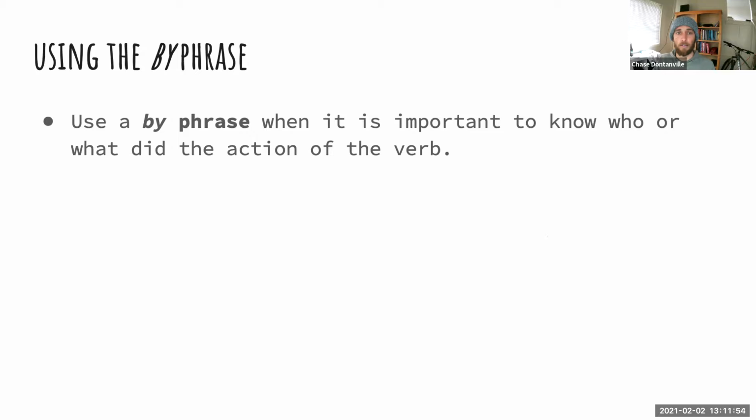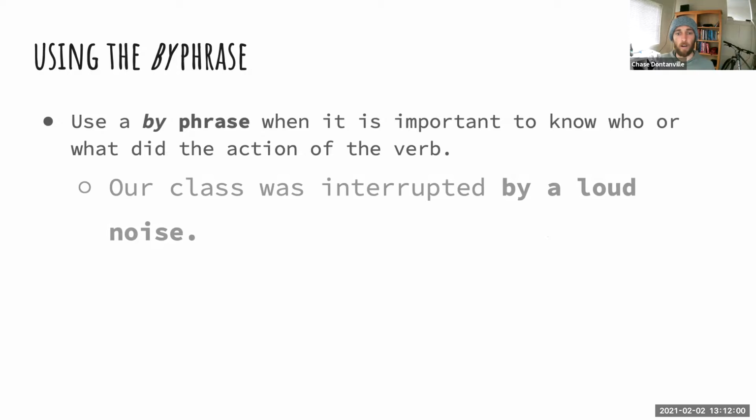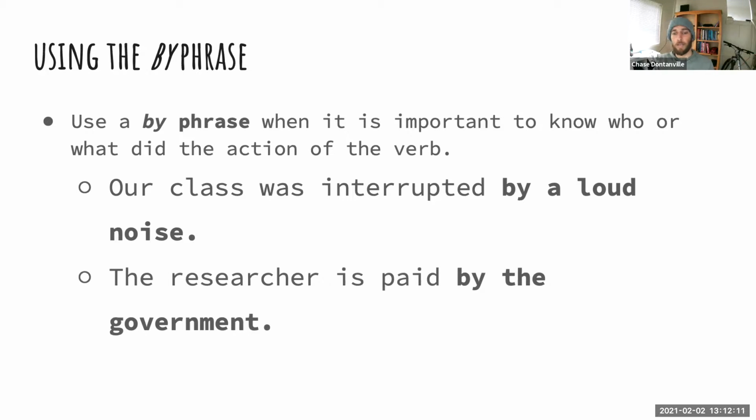Use a by phrase when it is important to know who or what did the action of the verb. So our class was interrupted by a loud noise. It's important to tell what interrupted our class. The researcher is paid by the government. So again, we determine that it's important to say who is paying the researcher. In this case, the government.